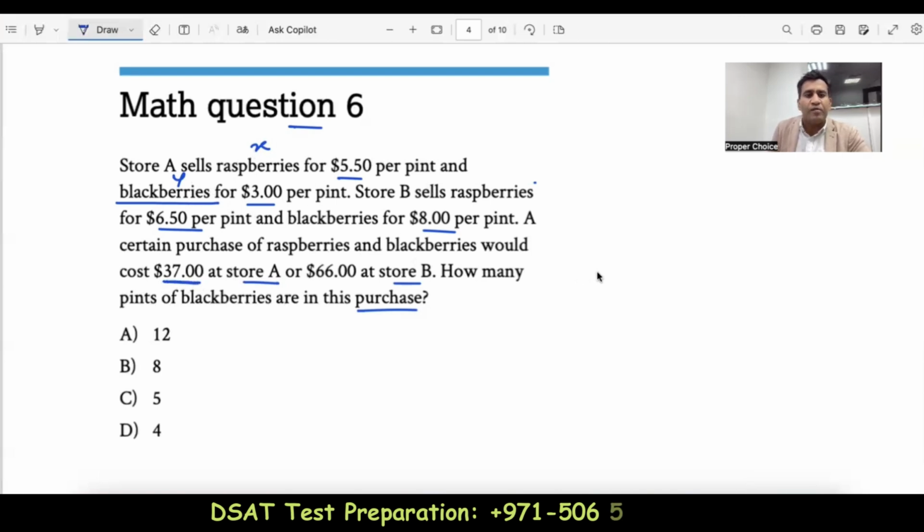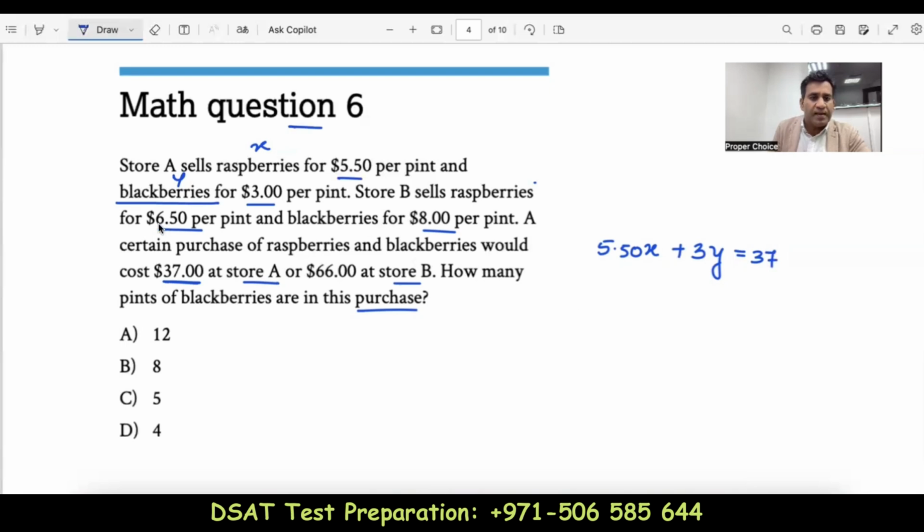Then how do you create an equation here? So $5.5 per pint and store A is selling X number of pints. So the total amount they earned by selling raspberries, plus 3 times Y, that is the total amount they earned by selling blackberries, is equal to $37. This is for store A.